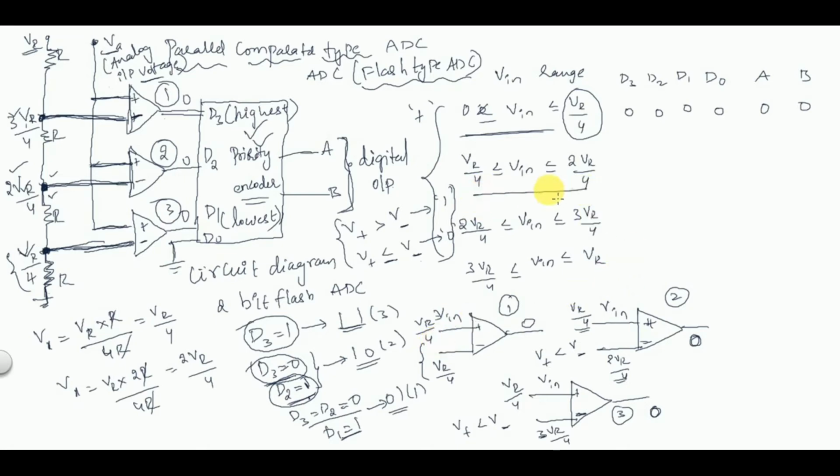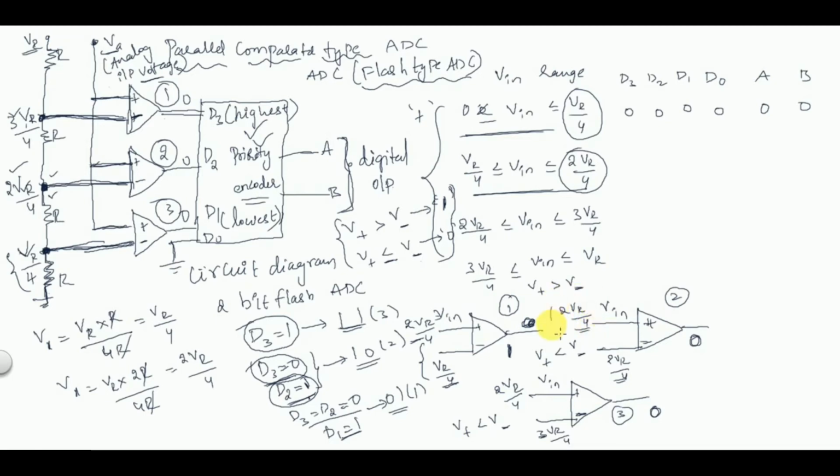Okay, now see the second case. The highest value here is 2VR by 4, so the value of Vin is 2VR by 4. Here 2VR by 4 and VR by 4. In the first comparator, V plus is greater than V minus, yes or no? V plus is 2VR by 4 and V minus is VR by 4. So V plus is greater than V minus, this condition is satisfied, and the output of the comparator is going to be 1.